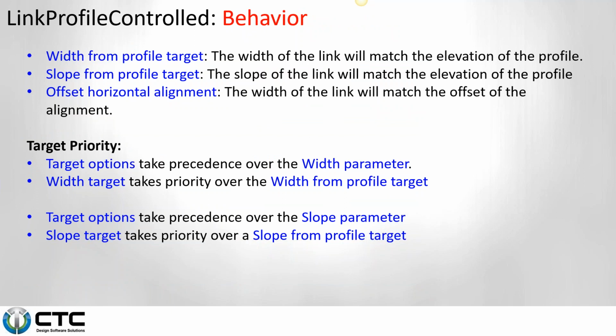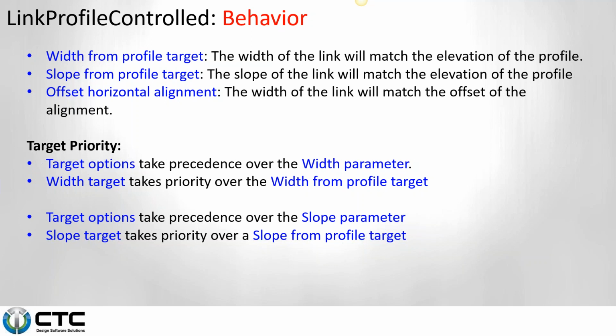So the behavior, the width from the profile target, the width of the link will match the elevation of the profile. So if I have a profile view and it's going from 4 up to 10 feet back to 4 feet in elevation, it will use that as a width target. And now the link width and slope will vary from 4 out to 10 and then back to 4. The slope of the profile target, the slope of the link will match the elevation of the profile. So very similar to the width. Now if I have the slope of the link, it will match that exact same elevation of the profile. Offset horizontal alignment. Horizontal, the width of the link will match the offset of the alignment. So I can target the width to follow something horizontally.